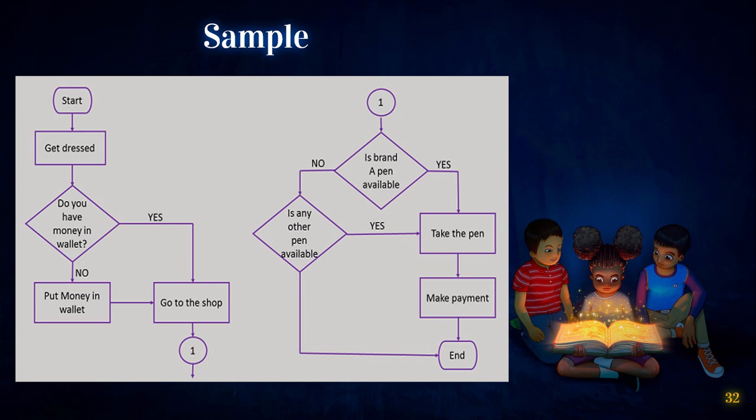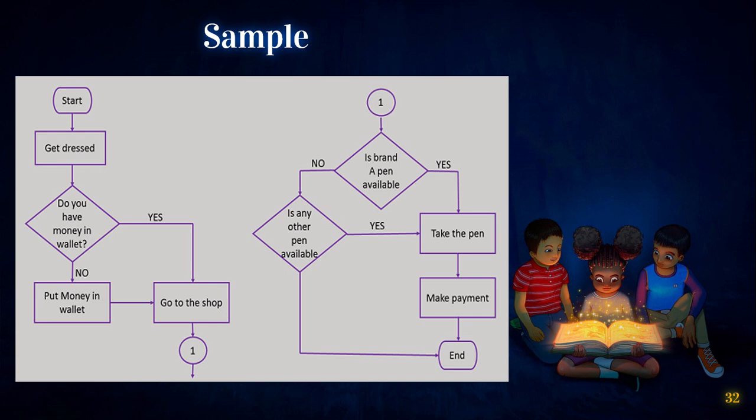The first phase is start, get dressed well, and do you have money in your pocket? If yes, you can go to the shop. If you don't have money, put the money into the wallet and go to the shop. That continuity is there. Is a branded pen available? If yes, take the pen, make a payment, and come home. Suppose a branded pen is not available, you find out whether any other pen is available. If it is, you can take the pen, make the payment and come home.